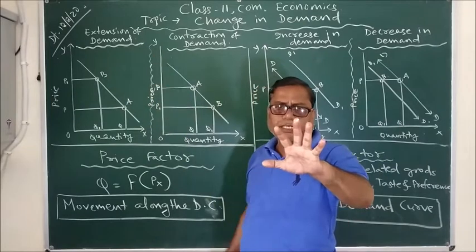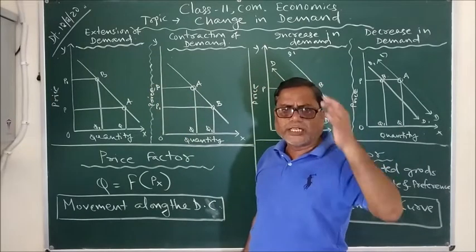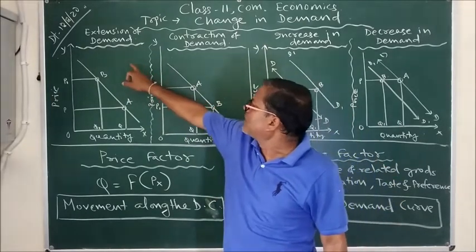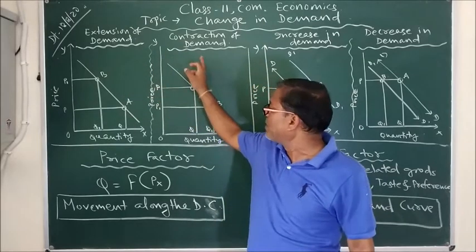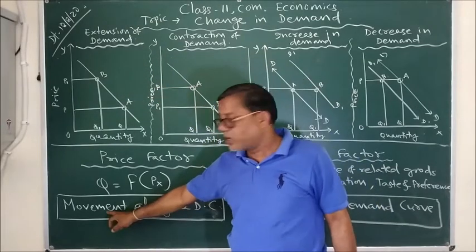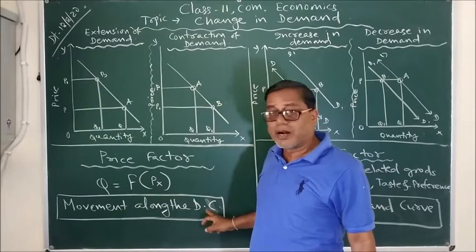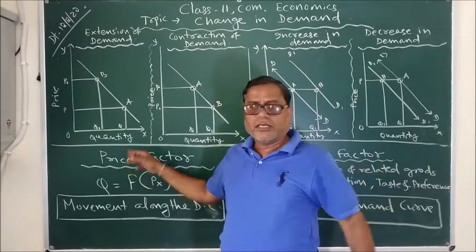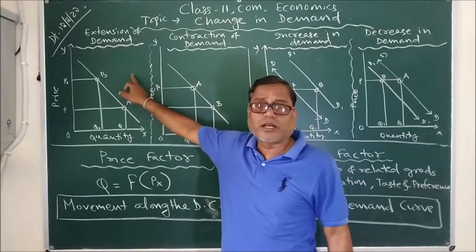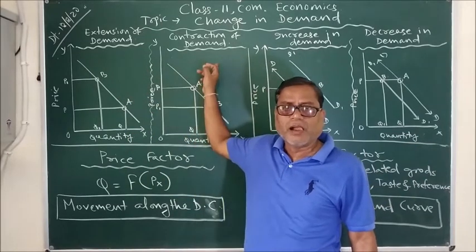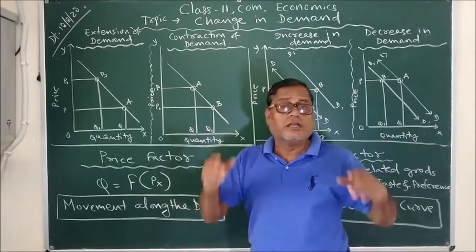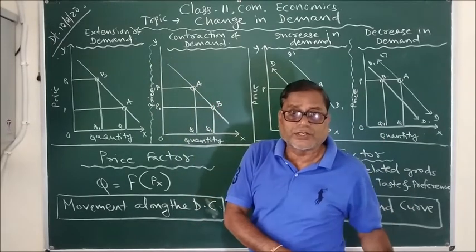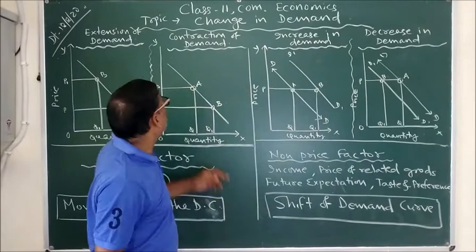So first you need to clearly put it in your minds that extension of demand and contraction of demand, which is also called movement along the demand curve, is purely a price factor. That means when we are talking about extension and contraction of demand, it is the price of the good that is determining the quantity demanded. Now we can clearly understand in the diagram.